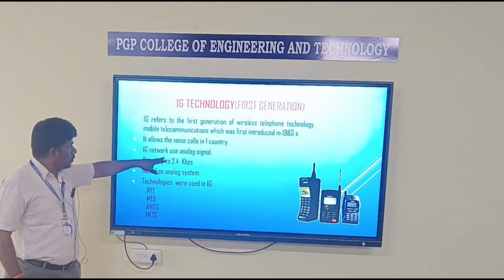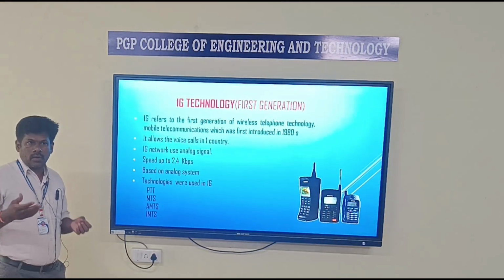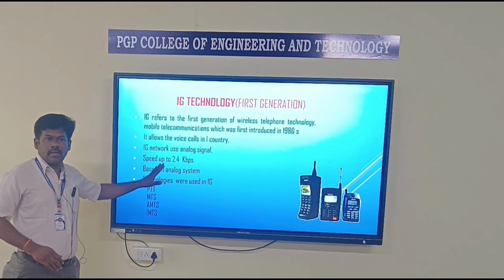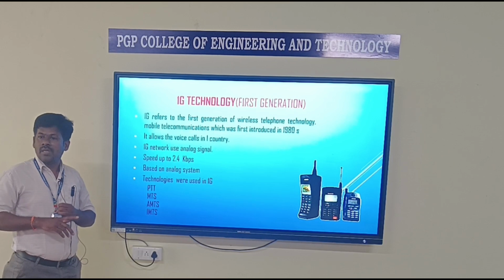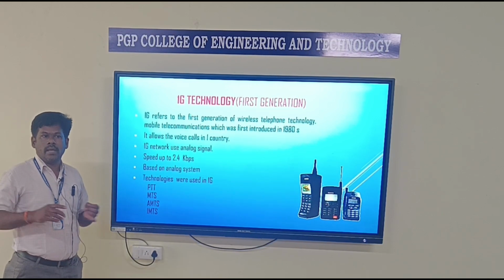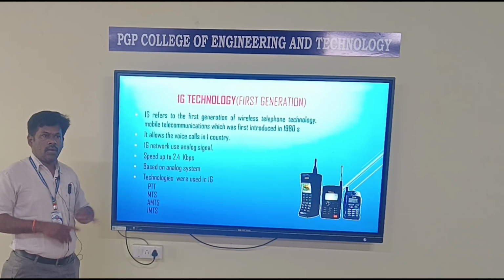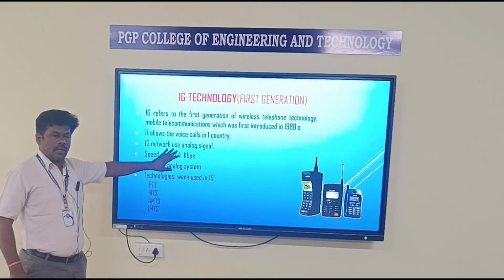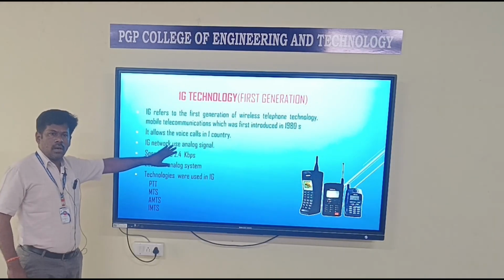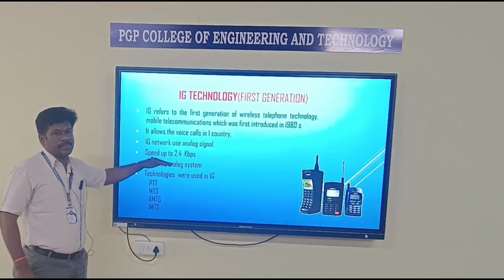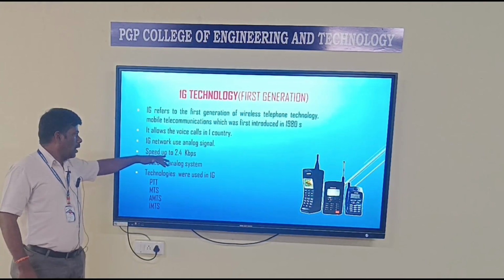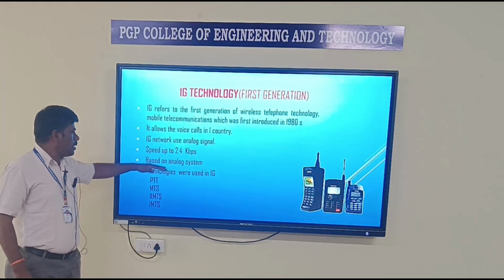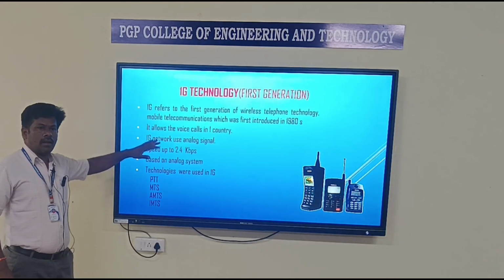And 1G networks use analog signals. I want to tell what type of communication was used in first generation: analog communication. We have two types of communication: analog and digital. In the first mobile communication technology, only analog communication was used, so analog signals were used to communicate. The data rate was up to 2.4 kbps. It was fully an analog system.